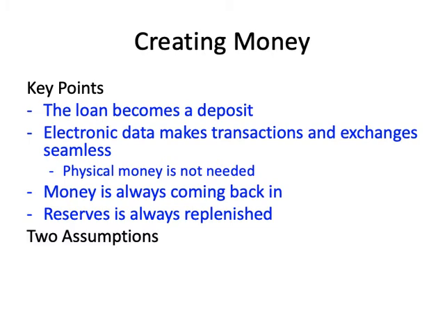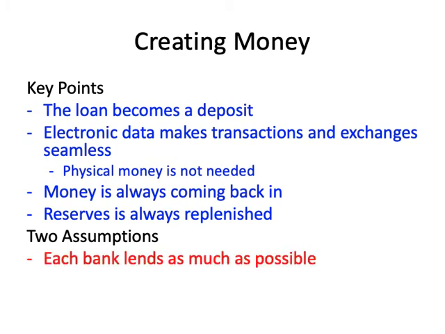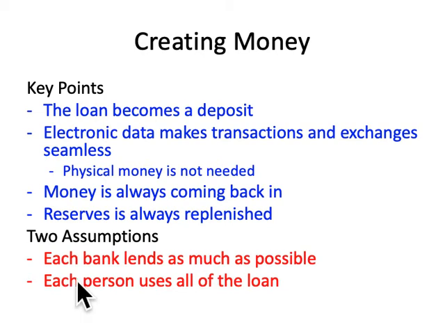Two assumptions right here that we're having to make sure that the impact is as much as it is: one, each bank will lend as much as possible, and two, every person uses all of the loan. So let's keep those in mind. Each bank lends as much as possible. Each person uses all of the loan. And so I'm going to go back one slide, and we're going to look at what does that actually mean and why is it important.